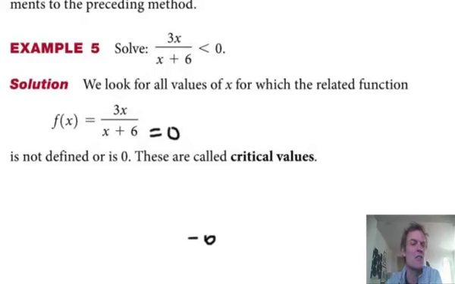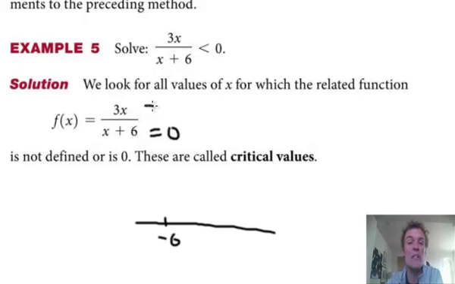Okay, so straight away, denominator equal to 0. This will give us the number that's not defined. And you see that's going to be -6. So I'm going to put that on my number line. Okay, there we go. Now when we're solving things equal to 0, it is 0.